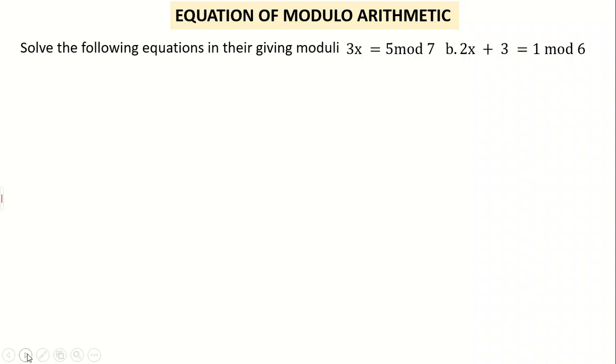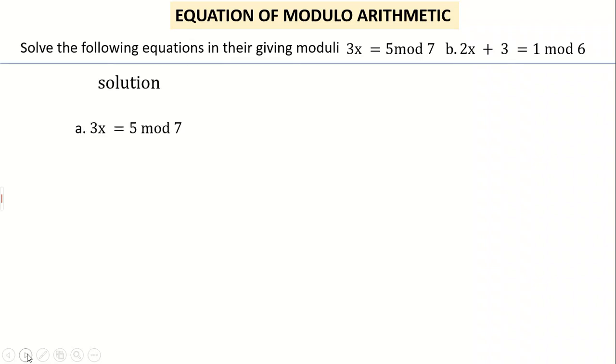We have the first one, which says 3x equals 5 mod 7. Then the second one says 2x plus 3 equals 1 mod 6. So let's take a look at the first one. 3x equals 5 mod 7. The technique we normally apply when resolving problems under modular arithmetic is that we need a number that, when divided by 7, will give us a remainder of 5.